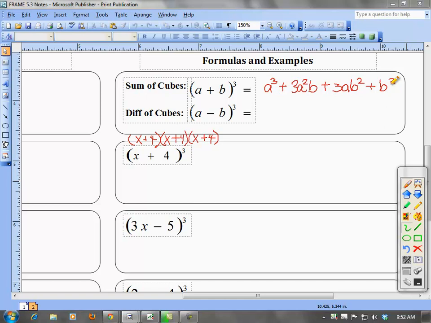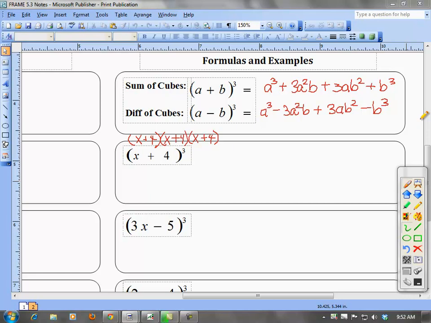Take a look at the second one. I'm just going to give you this. The first thing cubed minus 3a squared b plus 3ab squared minus b cubed. And I want to show you how this works. And I'm going to do 2 of them with you, and then we're going to do 1 as our warm-up in class tomorrow so that I can walk you through it one more time.